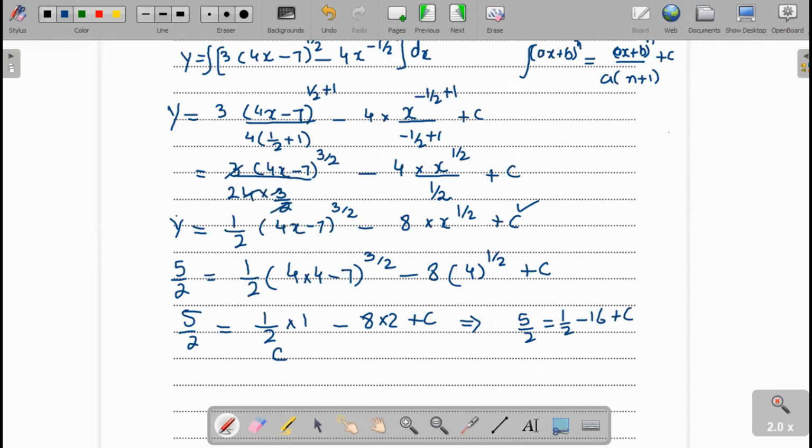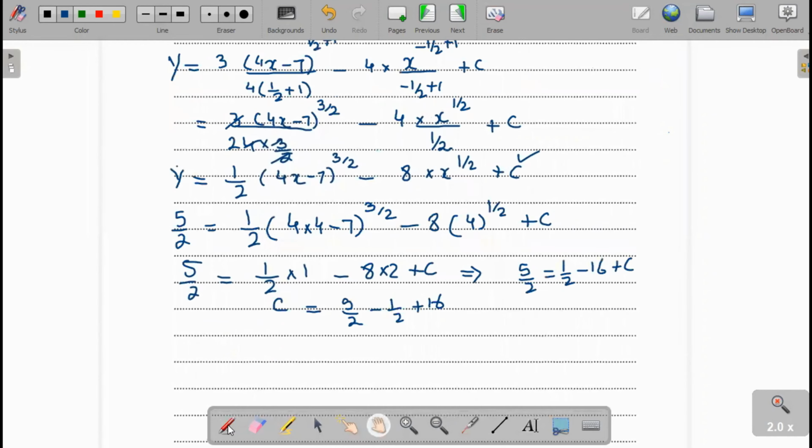Now c will be equal to 5/2 minus 1/2 plus 16. To solve this, that is 4/2 plus 16. 5 minus 1 is 4, 4/2 plus 16, that is equal to 18.